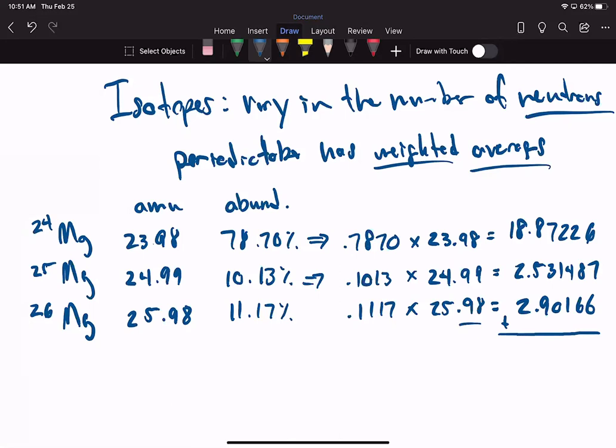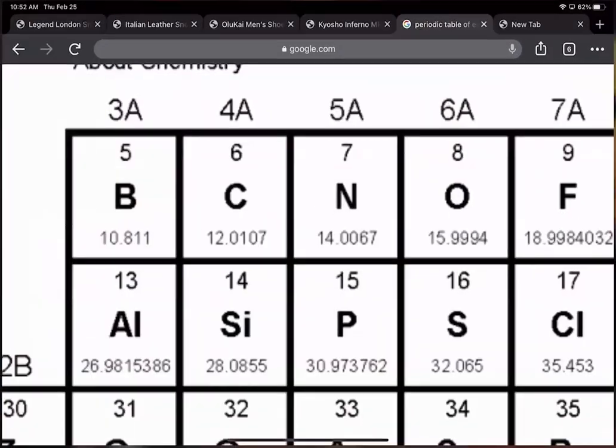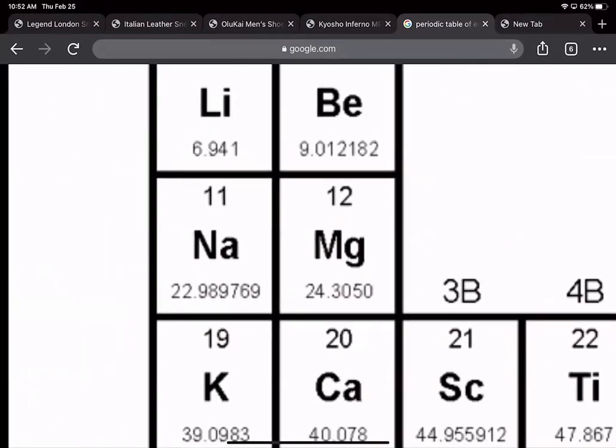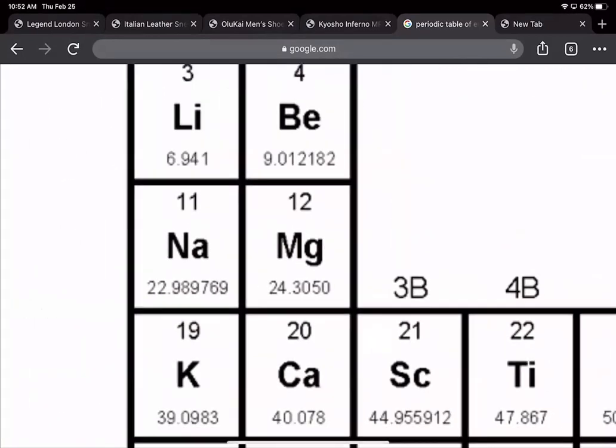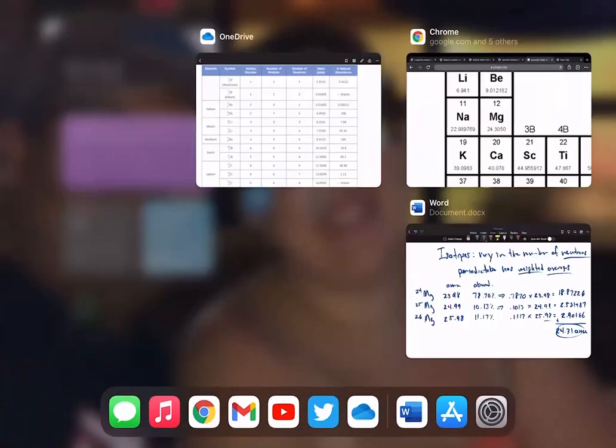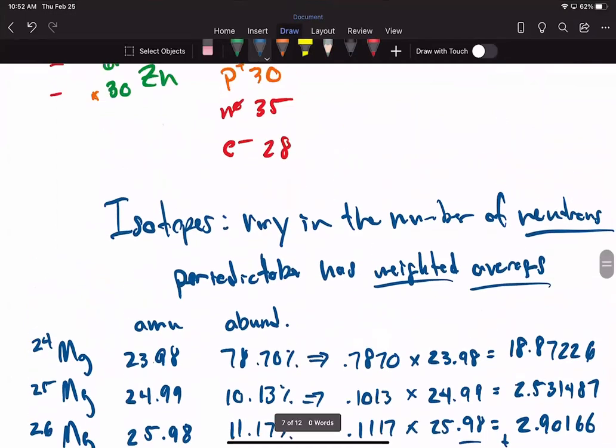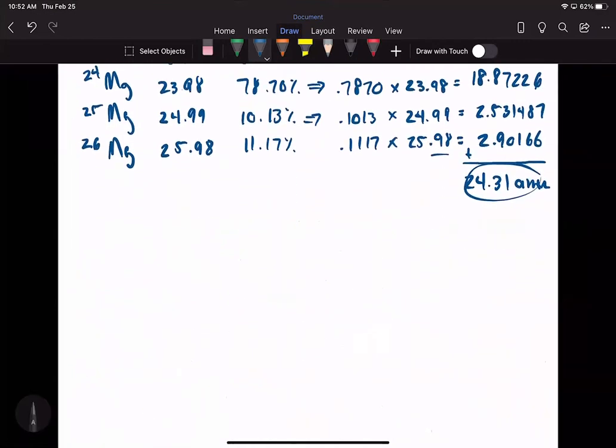So 24.31. 24.31 AMU. And let's take a look at our periodic table. If we round this to 4 significant figures or 2 past the decimal, magnesium would be 24.31. So this is how we calculate a weighted average, or average. I think the book uses average atomic mass. I better write that down as well. Average atomic mass.